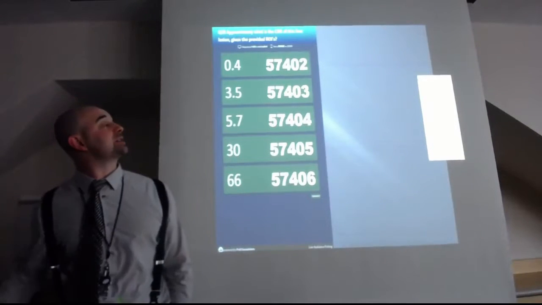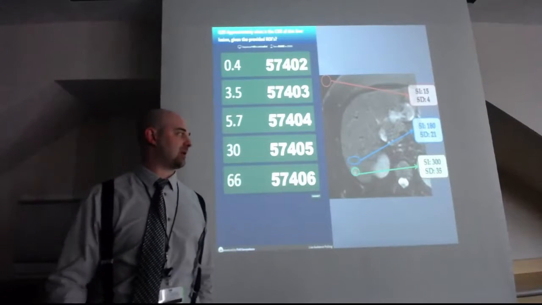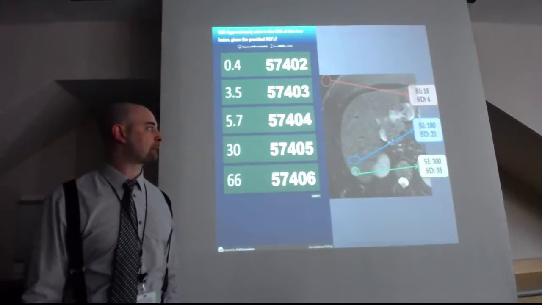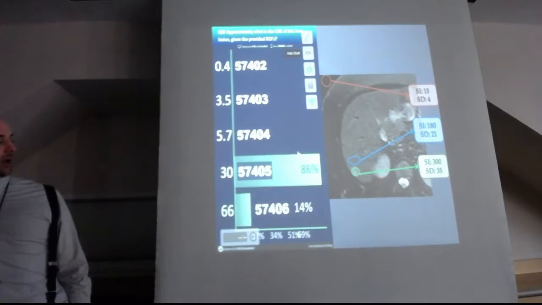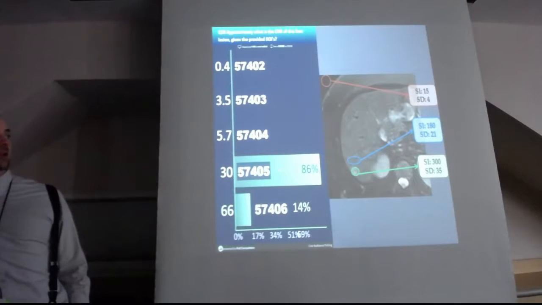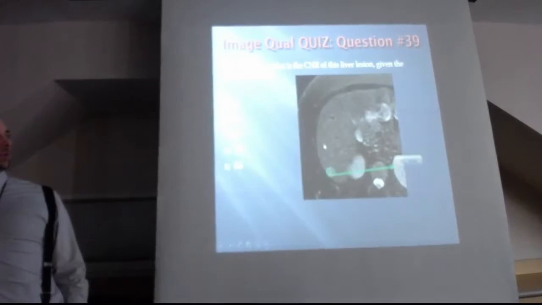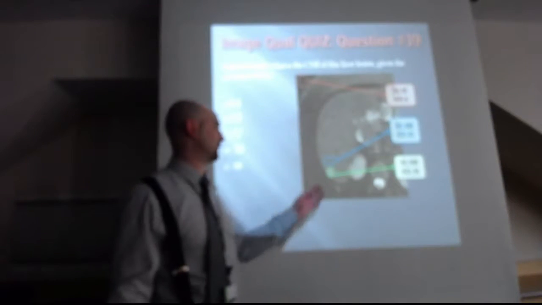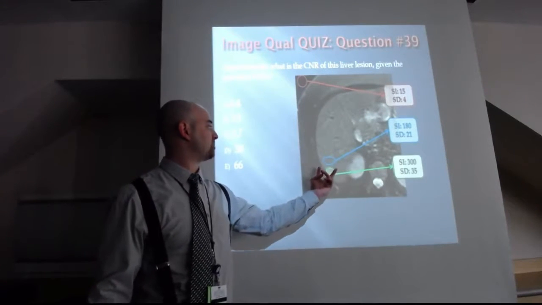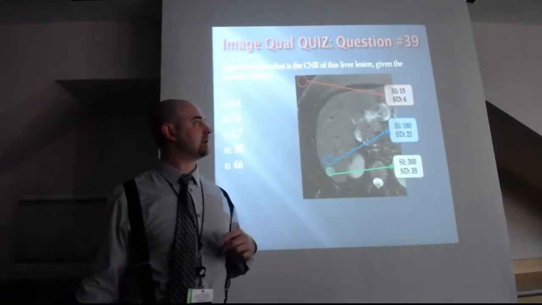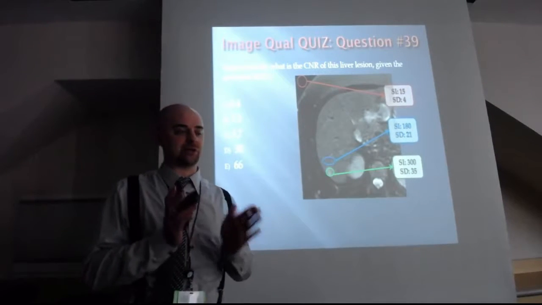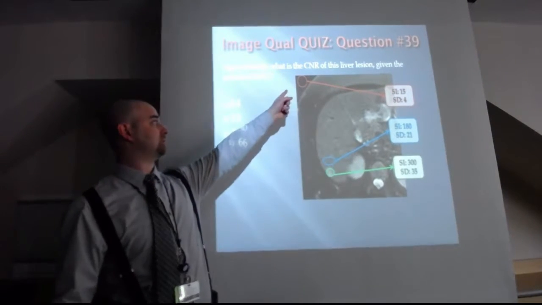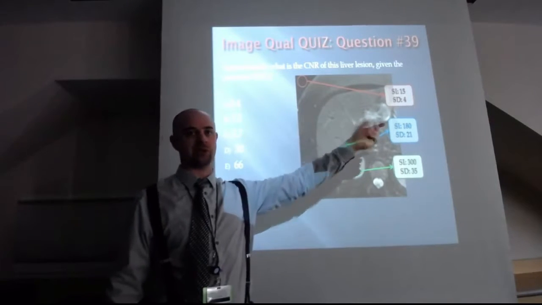So approximately what is the contrast to noise ratio of this liver lesion, provided the ROIs that I've drawn for you? Okay. Almost everyone said 30. 30 is the correct answer, not 66. So let's take a look. The contrast to noise ratio is the difference in mean signal intensity between a lesion, that's 300, and its background parenchyma, so 180. 300 minus 180 is 120. So your intensity difference is 120 divided by the standard deviation of air, which is your noise background. 120 divided by 4 is 30.